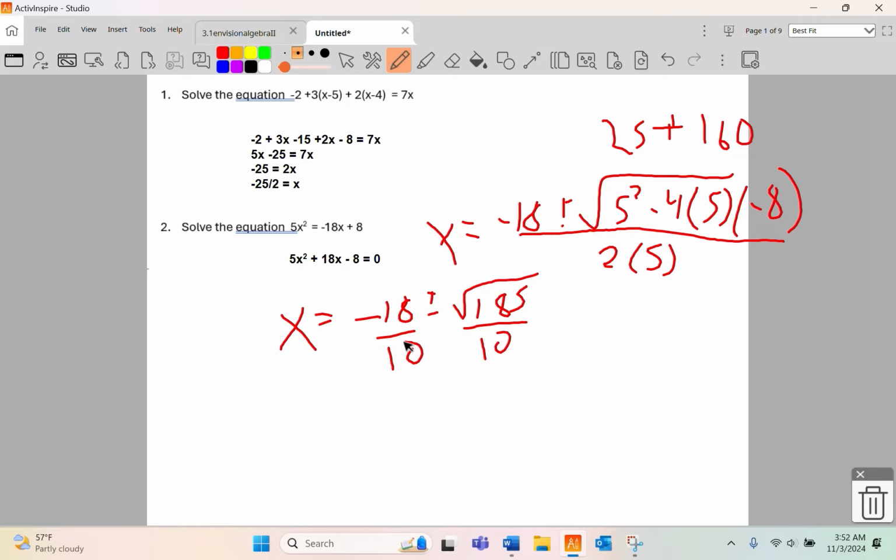Thing is hideous looking, isn't it? Absolutely hideous. All right, so root 185 would be 5 times 37. There's not anything you're going to do with it. About the only thing you can do is reduce this. Those are both even. That's -9/5 plus or minus root 185, both pieces sitting pretty over 10. Ta-ta!